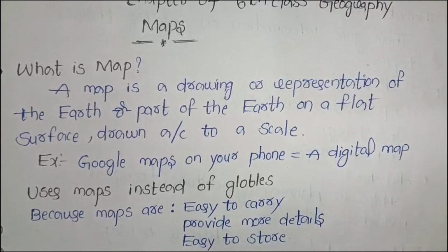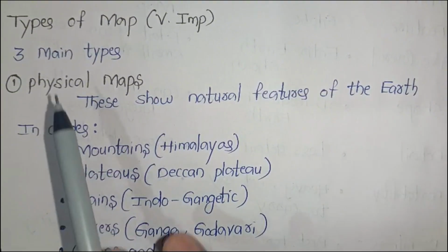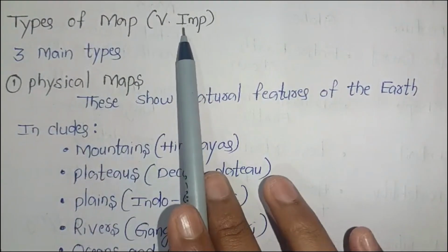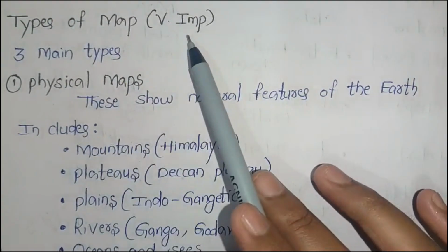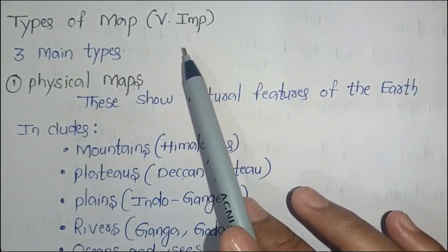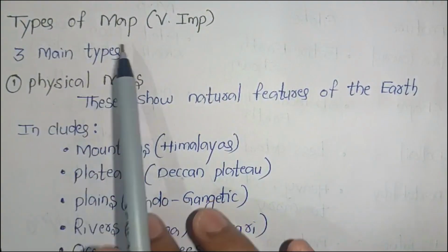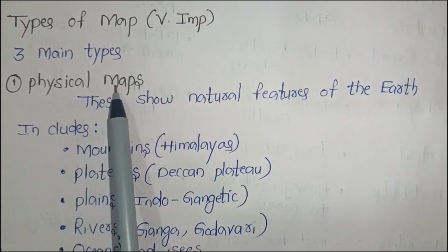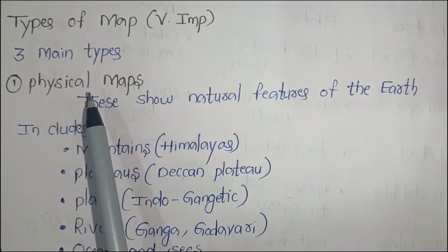Now let's discuss the types of maps. Types of maps are very important for your competitive exams and your school exams. There are three main types of maps: one is physical maps, another is political maps, and another is thematic maps.